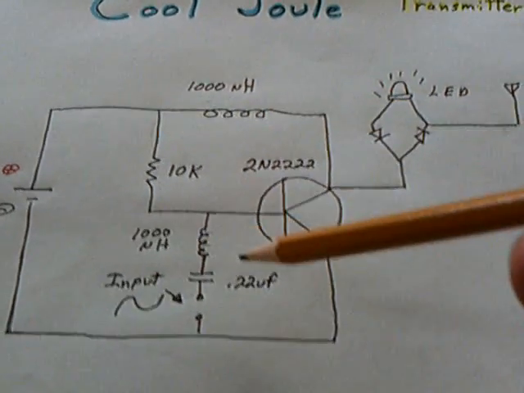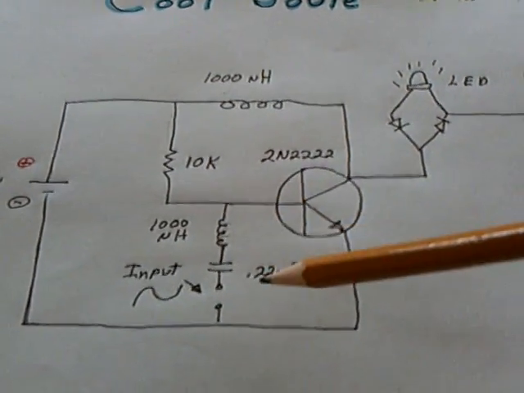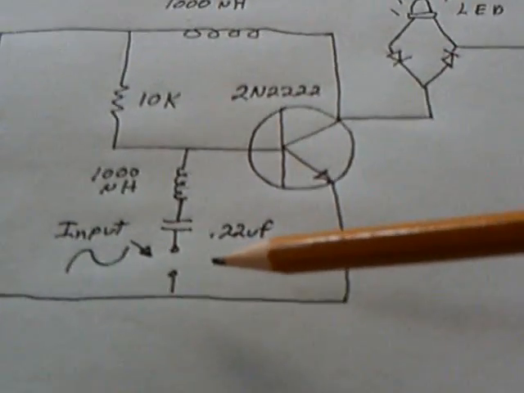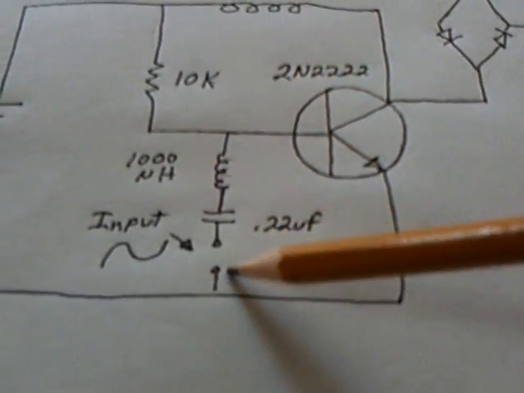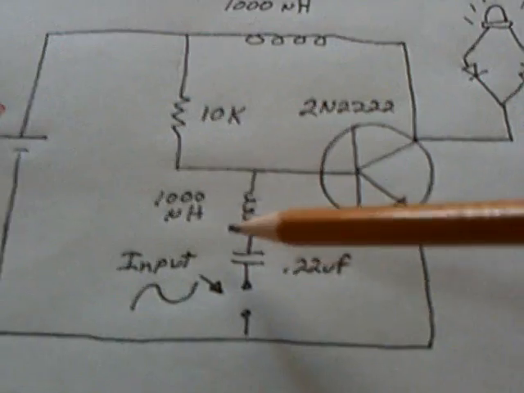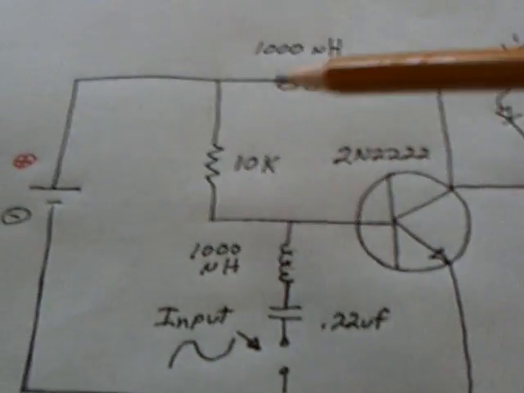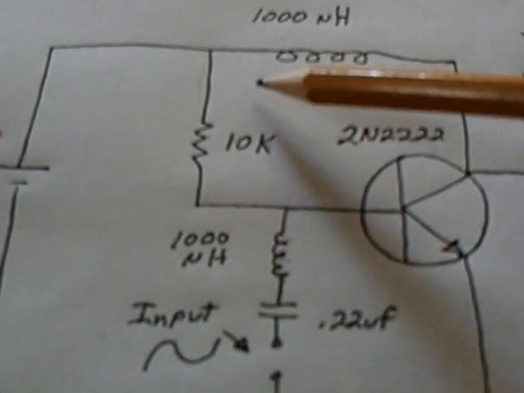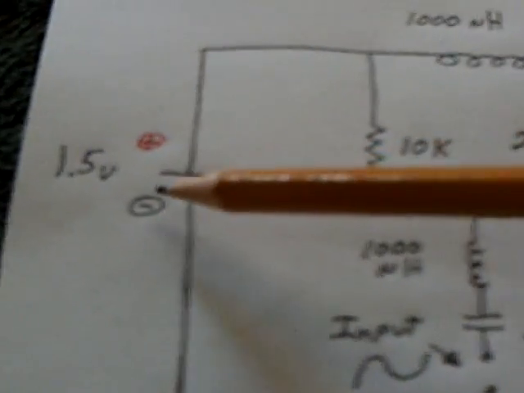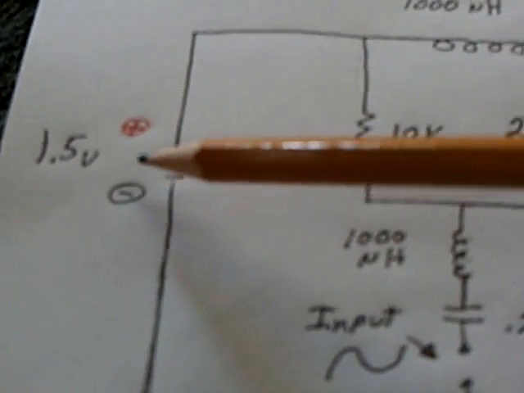This is, like I say, the Cool Joule thing with the inductors not next to one another, and I added a capacitor, a 0.22 microfarad capacitor. That's where the signal comes in to trigger the oscillator. I added a resistor here to make it self-start, so you wouldn't have to tap start it, and I'm just running it on a volt and a half.